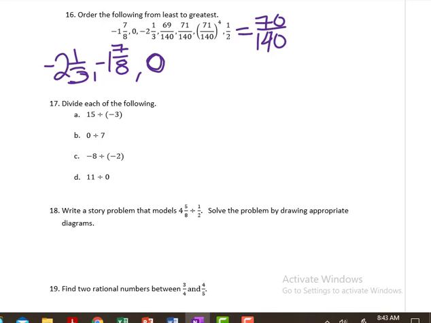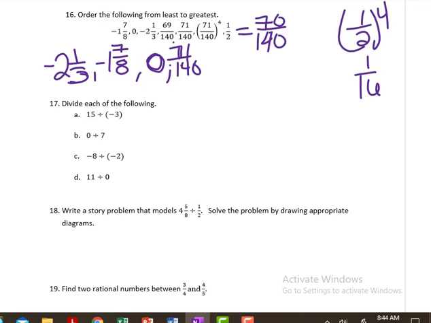Now that would be very close to saying 1/2 to the 4th power. And if you look at the value of 1/2 to the 4th power, that would be 1 divided by 16, which is significantly smaller than 1/2. So the next value just to the right of 0 is going to be 71 over 140 raised to the 4th power.